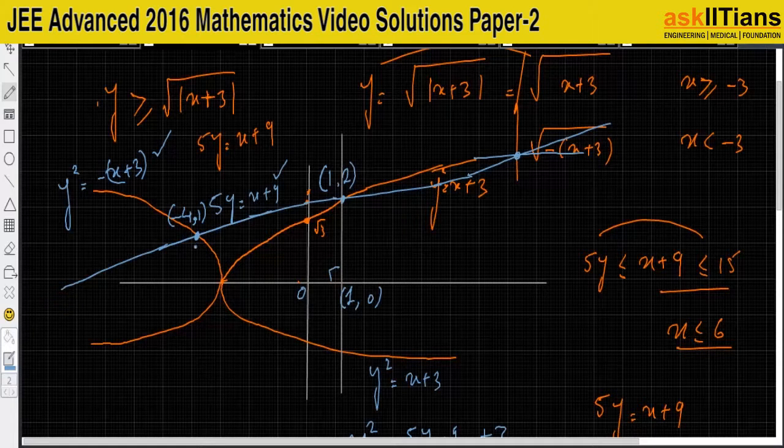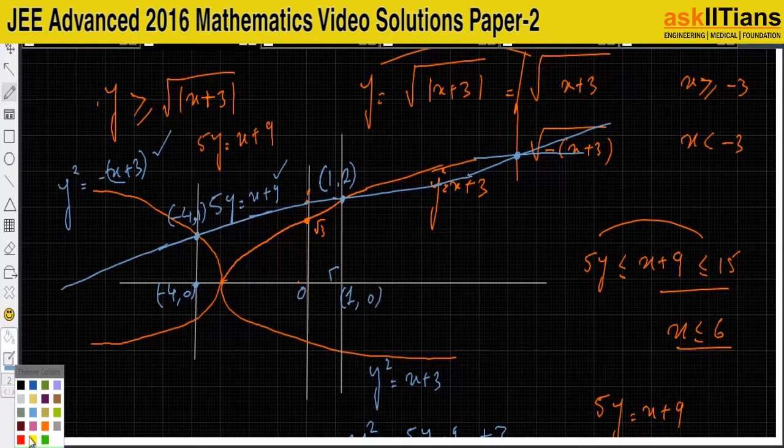This intersection point is minus 4 comma 1. Now what is our required area? Let me again draw a perpendicular from here to the axis. So this point will be minus 4 comma 0. Now I want to find out this area, right?